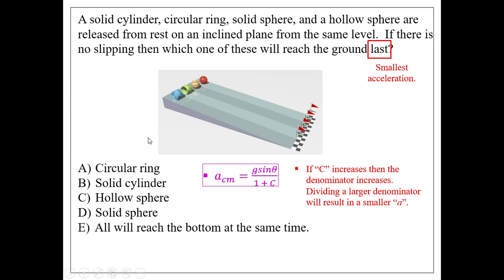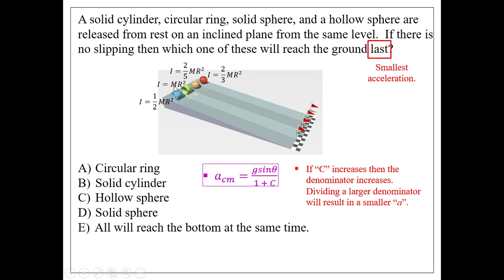So in this case, I just wrote out all the I values for you here. From left to right, this is the solid cylinder, which is 1/2 mr². The ring is just simply going to be mr², so the coefficient here is 1. The solid sphere is 2/5 mr², and then the hollow sphere here is going to be 2/3 mr².